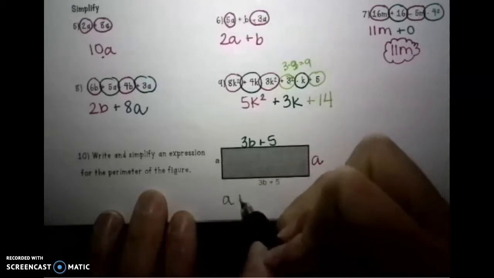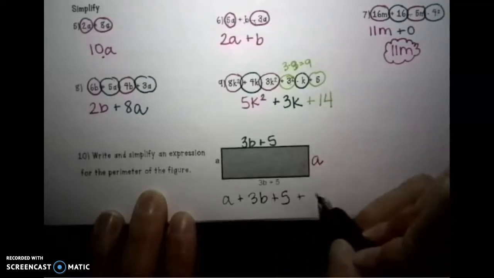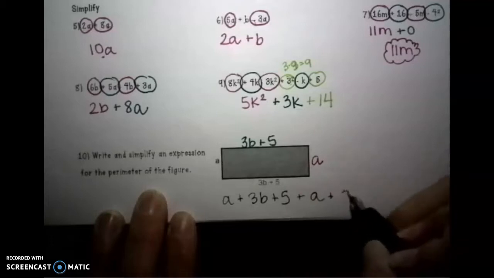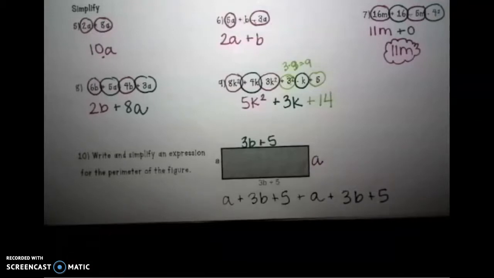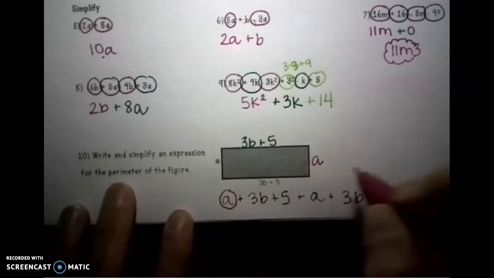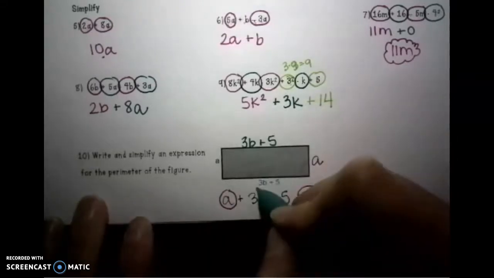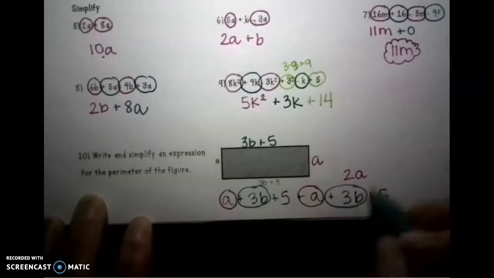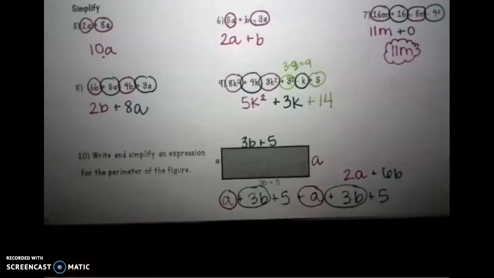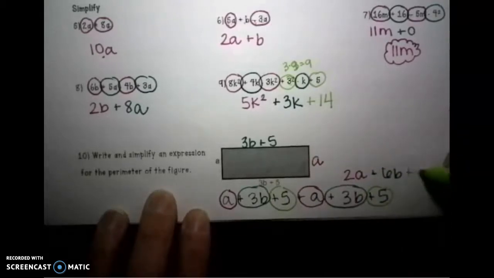So I'm going to have my A plus 3b plus 5 plus my A side plus 3b plus 5. Okay, so let's go ahead and let's see what we can combine here. So let's combine my A's. I have an A here plus an A here. So that's going to give me 2A. And then I have my 3B and another 3B, and I'm going to be adding that. So 3B plus 3B is plus 6B. And lastly, I have my plus 5 and my plus 5, so that would give me a plus 10.